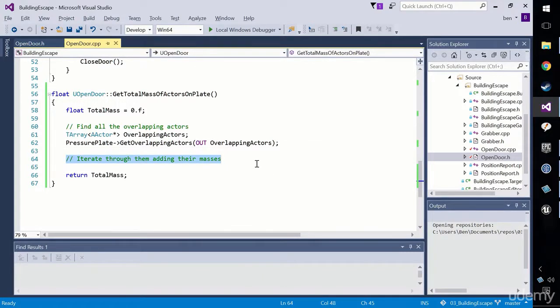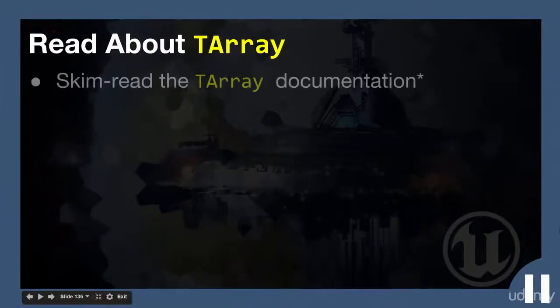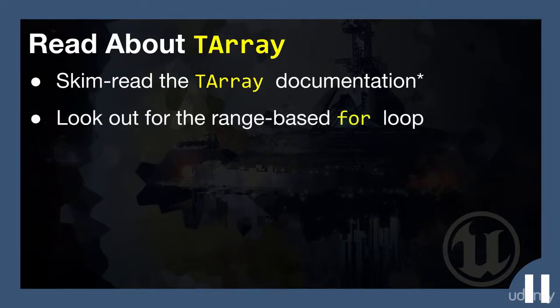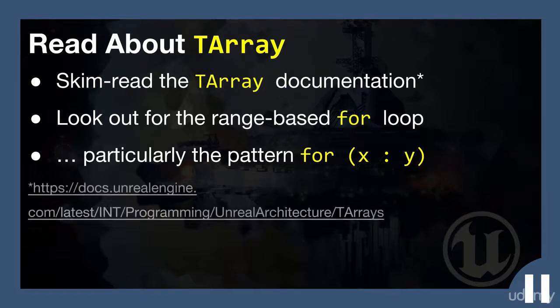Per the comment. All right, so your challenge for this video is right at the end this time, and it's to read about TArray. I want you to skim read the TArray documentation, the link's coming up. Look out for the range-based for loop in there. There's a lot of stuff, so please don't go through it with a fine-tooth comb. It'll drive you nuts. I just want you to have a quick look through, specifically looking for where they show you examples of a for loop that is able to iterate through this array. And even more in particular, the pattern that uses a colon, for something colon something like that. So have a look and see if you can find that syntax. It's going to help you in the next video. And there are your docs to the TArray.